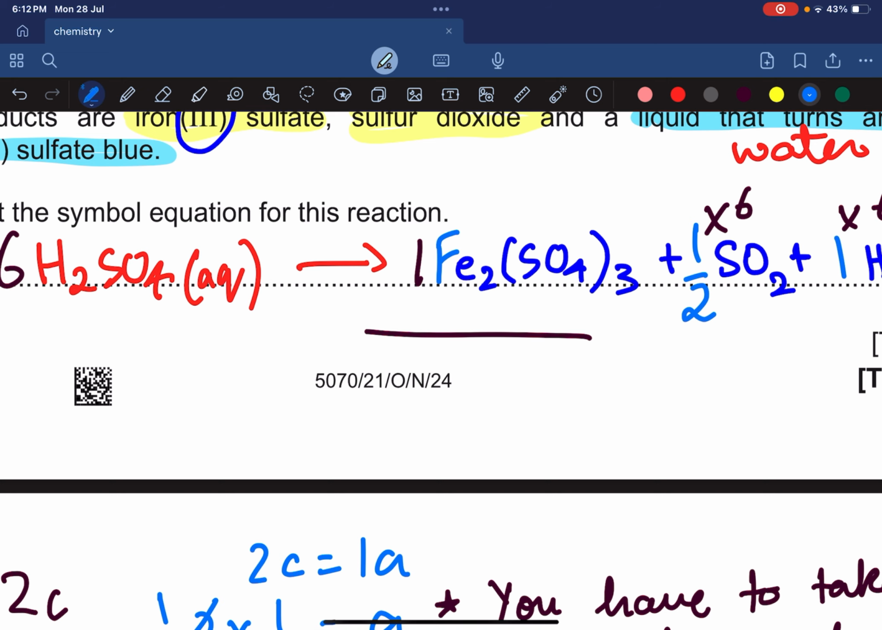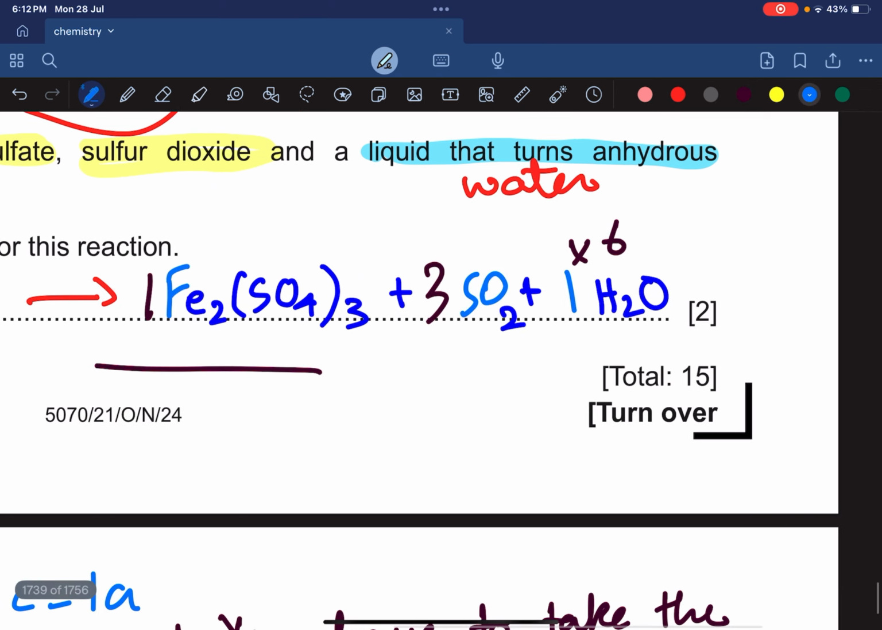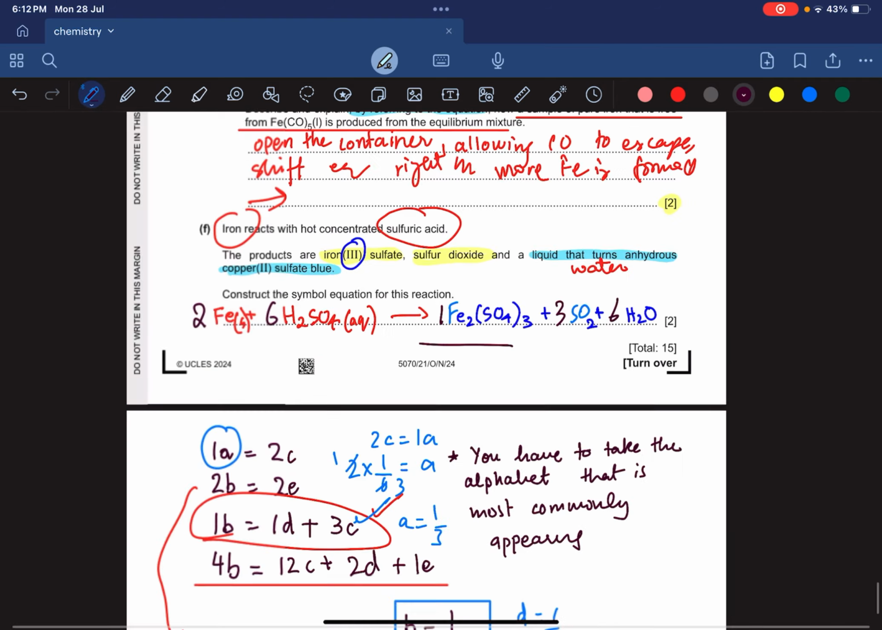Next, 2 ones are 2, 2 threes are 6, so the answer over here is 3, and this is SO2. And over here 1 six times is 6. So 6. And the equation is balanced.